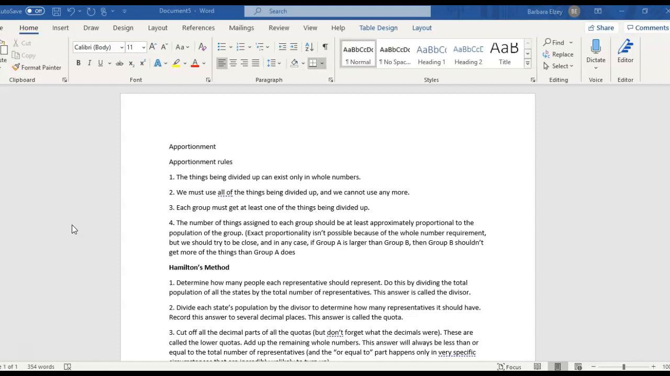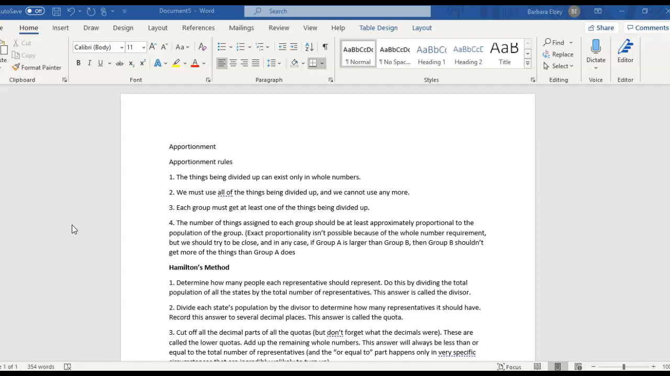So the apportionment rules are that things that are being divided up can only be whole numbers. We can't divide up half a seat or half of a person. We have to have it rounded to a whole number. We must use everything. Every seat that we have has to be divided up, and we can't use any more than the seats that we have allotted. And then each group must get at least one of the seats that are being divided up. Every state must have at least one representative, so everybody's got to be represented.